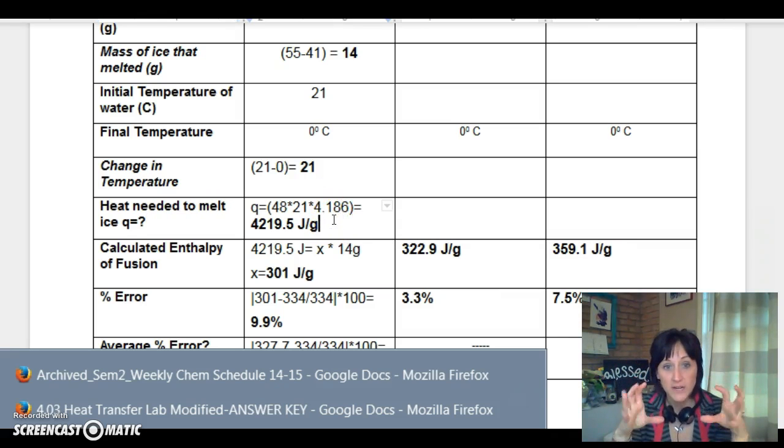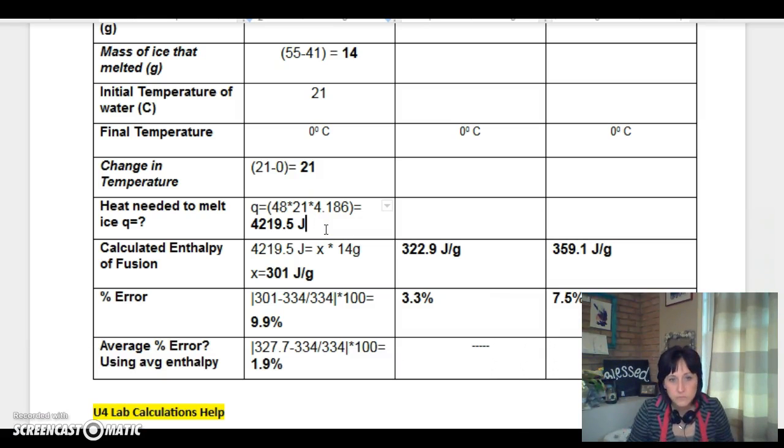So I had my water, right? I started with my 48 grams of water, and so 4,219.5 joules. It's not per gram, that's wrong. Joules. That's how much heat was transferred. How much heat came out of that water, right? That was the heat change. So then I can calculate out, okay, well, how many grams of ice did that amount of heat melt? Right? So that 4,200 joules of energy went into melting 14 grams of ice.